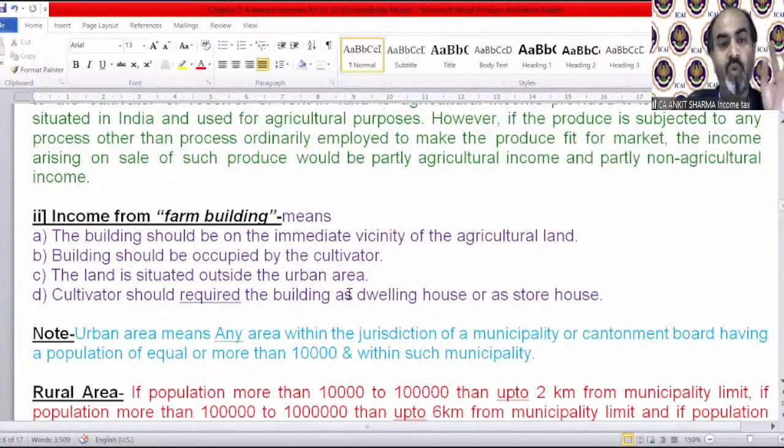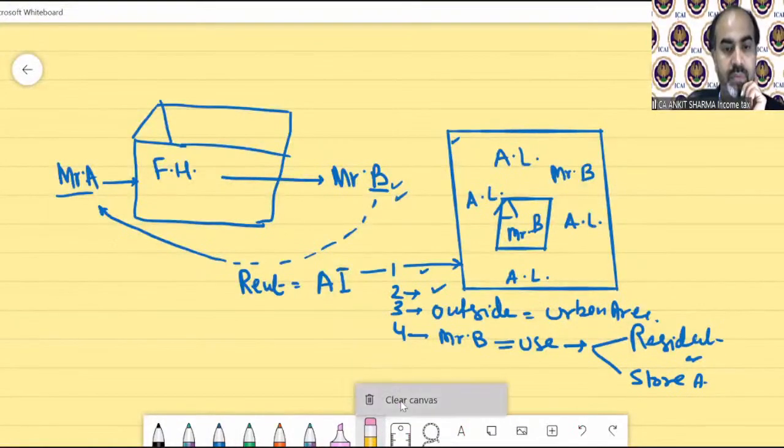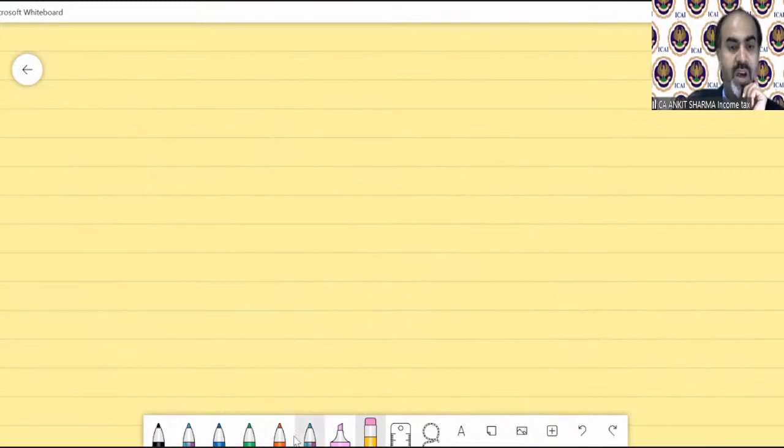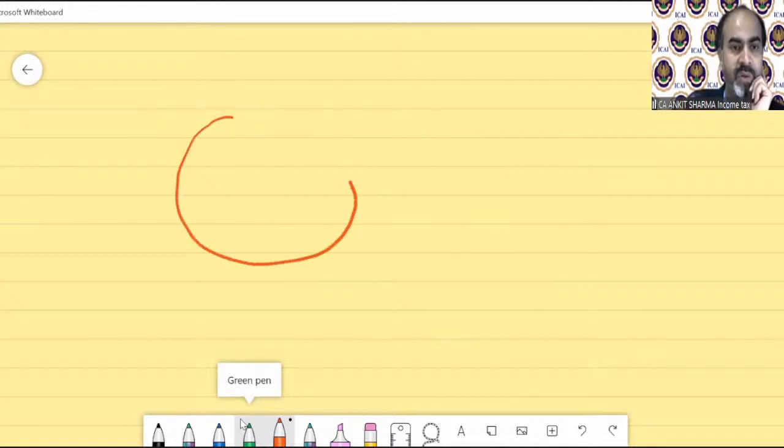So what is the meaning of urban area or rural area? Now let me tell you that. What is urban area and rural area? It says there is a municipality for every area. There is a municipal limit for every area, of course.